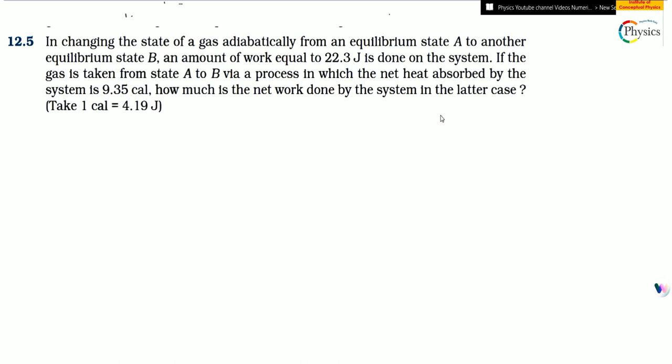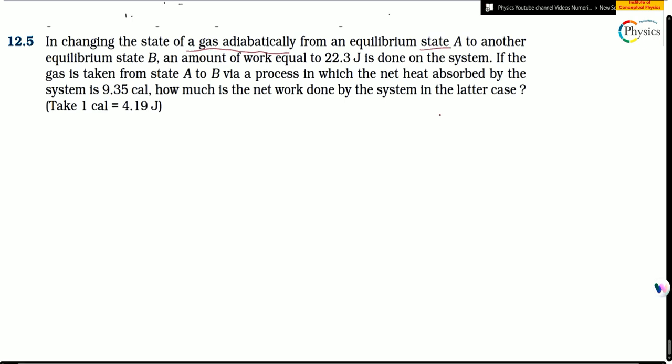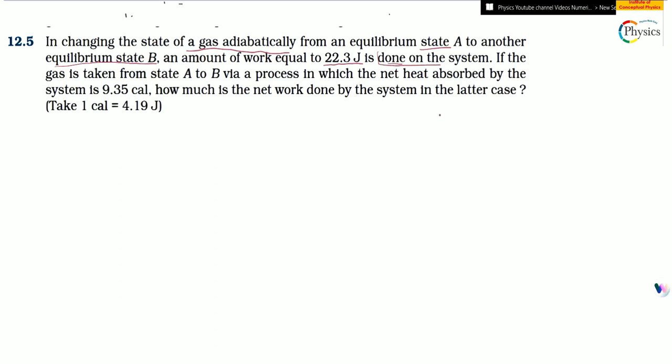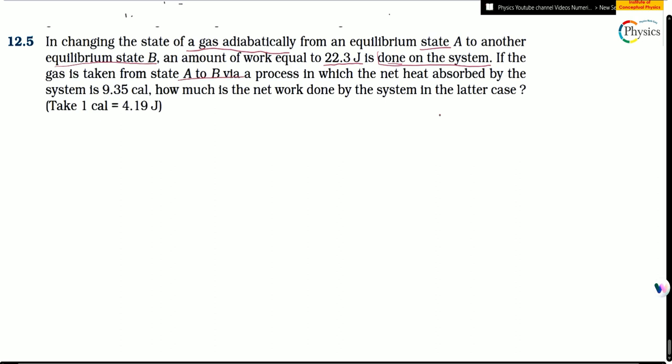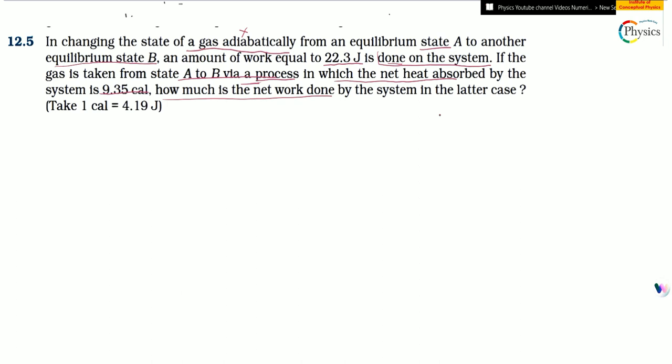All right. So you have a gas which is adiabatically taken from a state A to another equilibrium state B, and the amount of work you do is 22.3 joules. It is done on the system. The work is done on the system. If the gas is taken from state A to B via another process, we are taking the gas again from A to B, but this time it is not adiabatic, it is a different process. In this process, heat is absorbed by the system, which is this much. The question is, how much work is done by the system in the latter case?